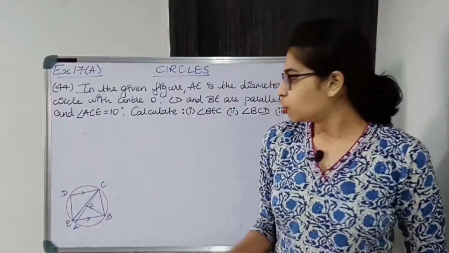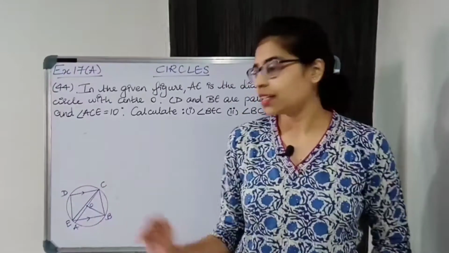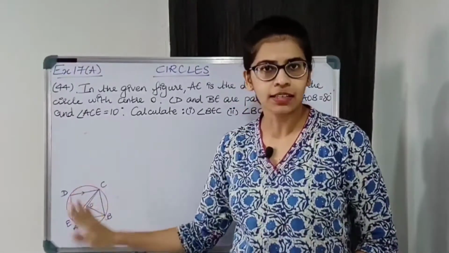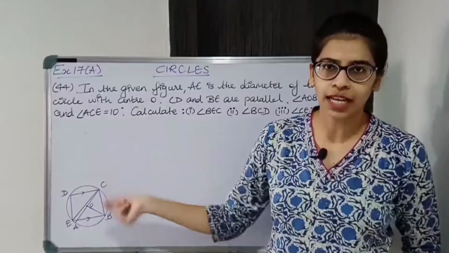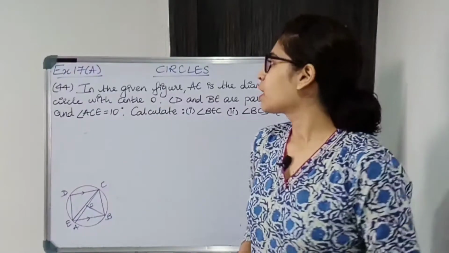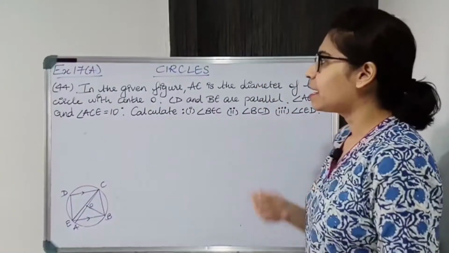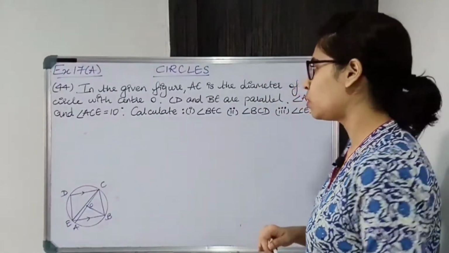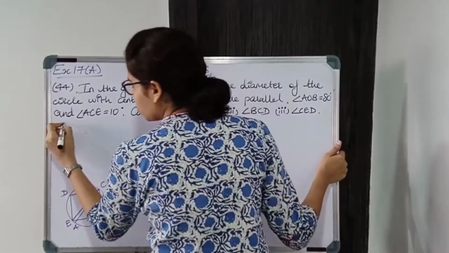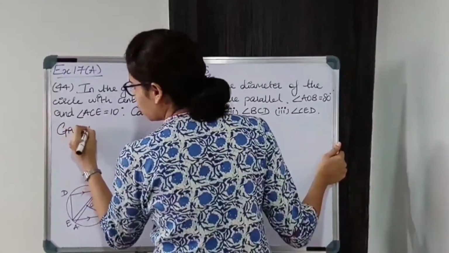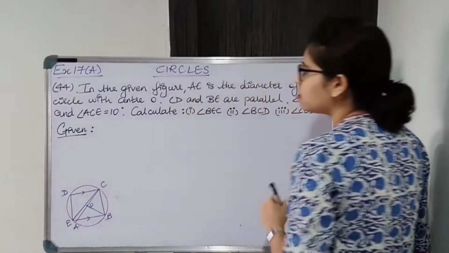So you're given this diagram, and there are angles marked. I've not marked the angles over here. In your textbook diagram, the angles are marked over here. Now AC is the diameter of the circle with center O. So let us write down the given first, so we'll get an idea how to find the angles.